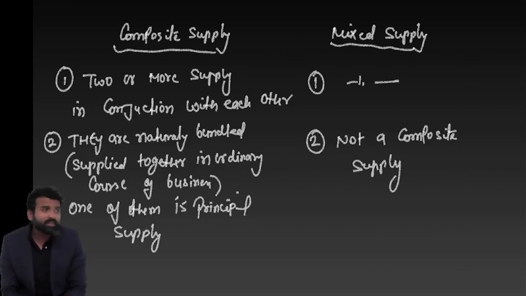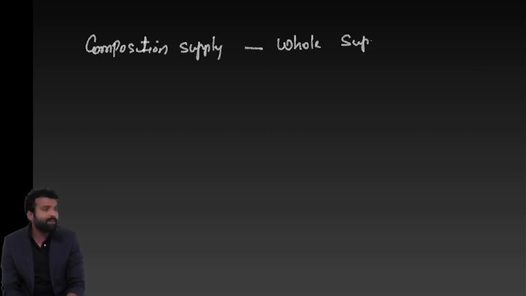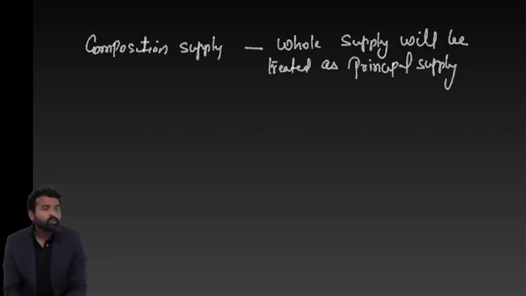So the complete supply will be treated as accommodation supply, hotel supply. The complete supply will be treated as principal supply, meaning the rate of the principal supply will be applicable.